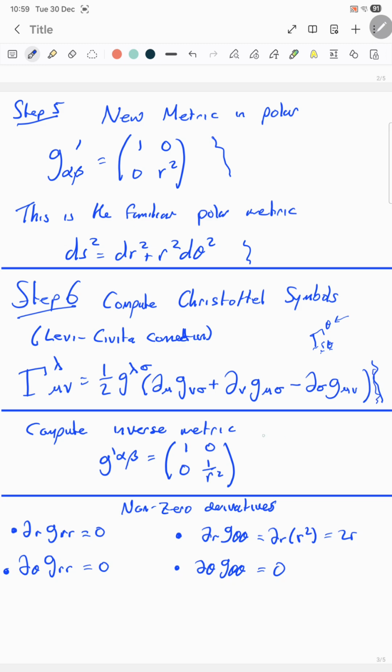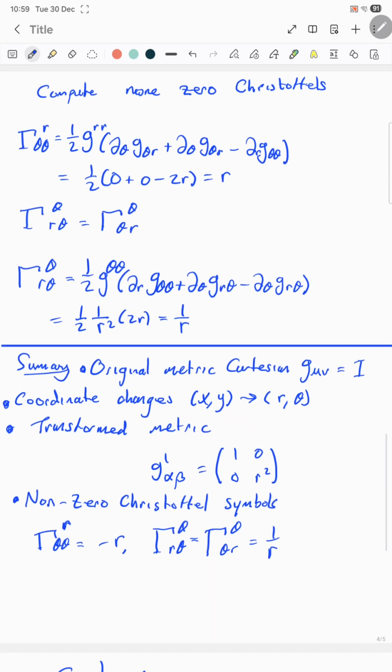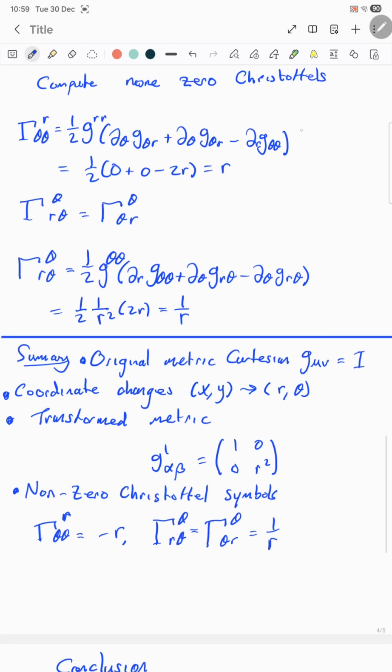Now we compute the inverse metric, which is simple. It's just the inverse. The non-zero derivatives are all given here, and the only non-zero derivative is 2r. So we compute some non-zero Christoffel symbols by plugging these in here, and this is from the inverse metric. So then after we've computed these Christoffel symbols, we'll see that r theta and theta r are both the same.